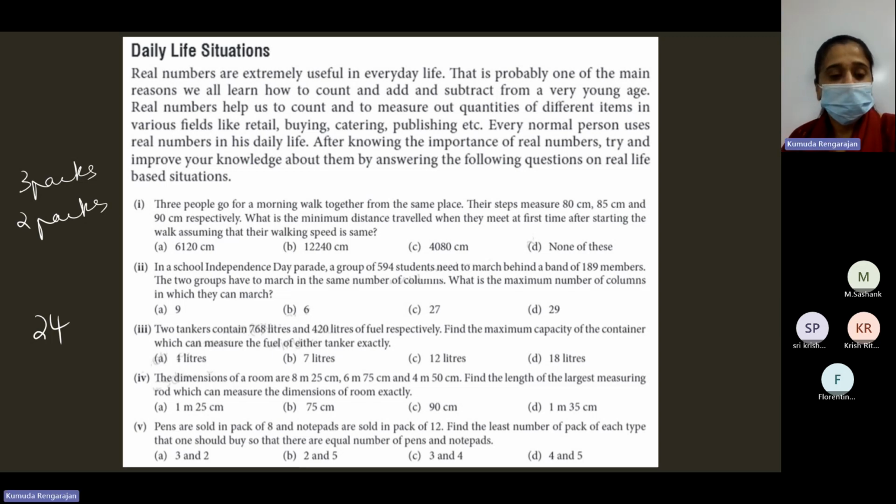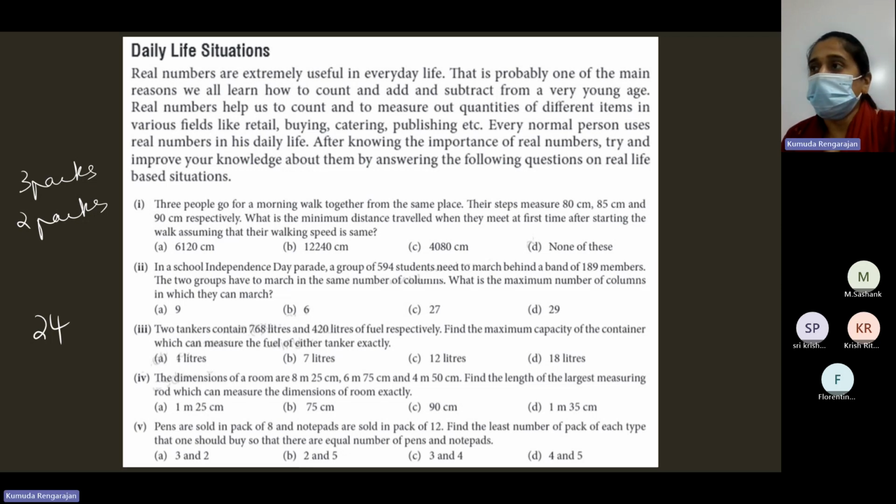The last one: in 1 pack there are 8 pens and in 1 pack there are 12 notebooks. What is the minimum quantity you should buy so that you have an equal number of pens and notebooks? So what is the LCM of 8 and 12? 24. That's the minimum quantity you should buy.